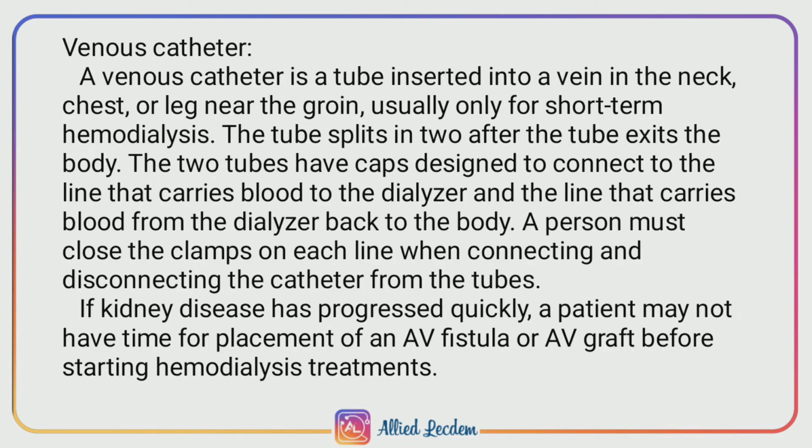Venous catheter. A venous catheter is a tube inserted into a vein in the neck, chest or leg near the groin, usually only for short-term hemodialysis. The tube splits in two after the tube exits the body. The two tubes have caps designed to connect to the line that carries blood to the dialyzer and the line that carries blood from the dialyzer back to the body. A person must close the clamps on each line when connecting and disconnecting catheters from the tubes.